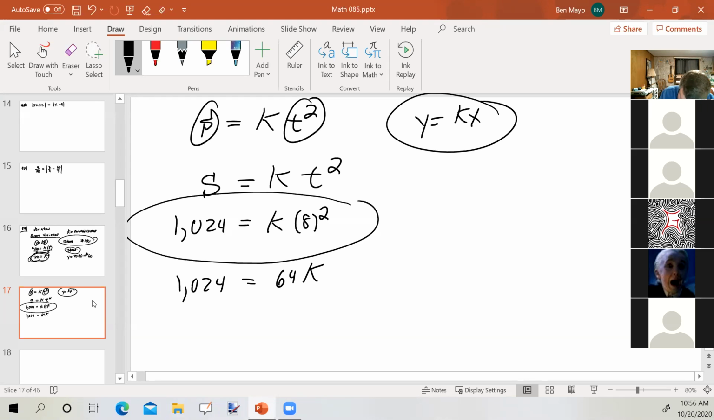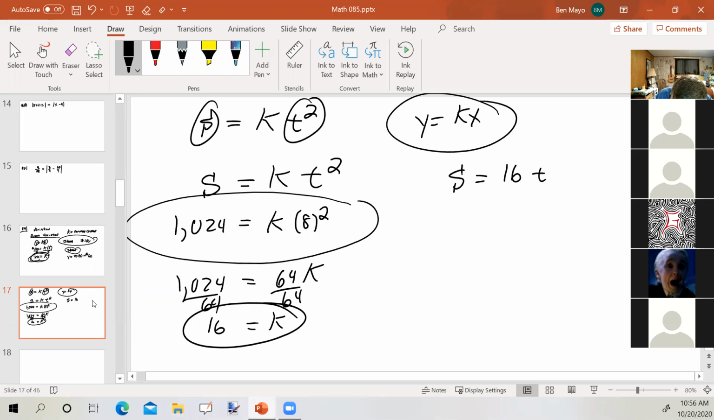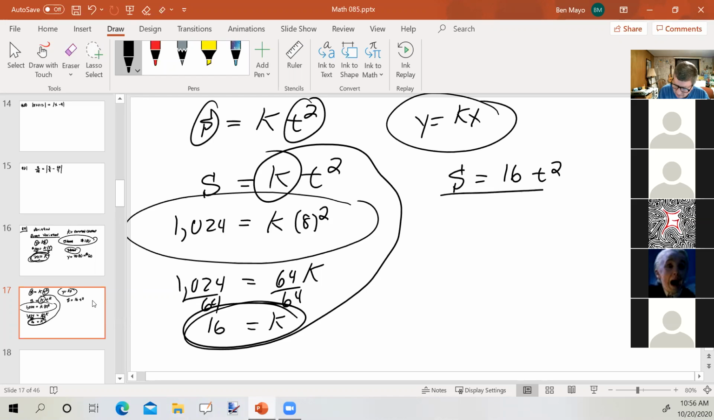Divide by 64. Correct. Divide both sides by 64. All right, let's see. 1,024 divided by 64 is 16. So now that I know K is 16, my formula becomes this. I took that and put it in the place of K, all right?